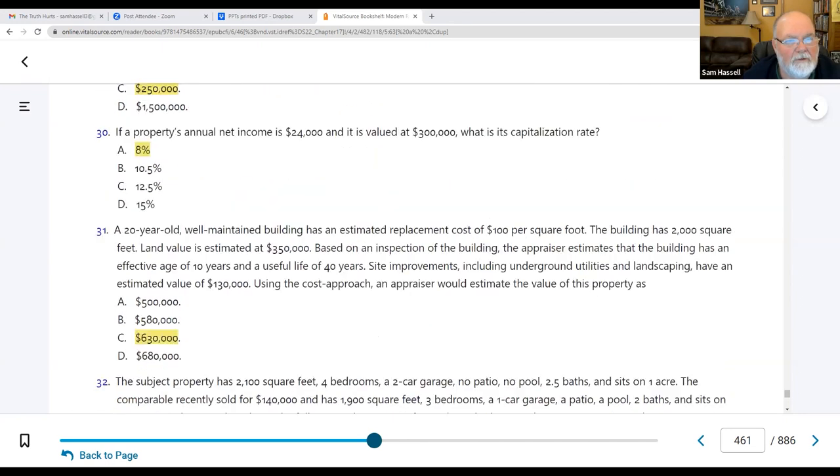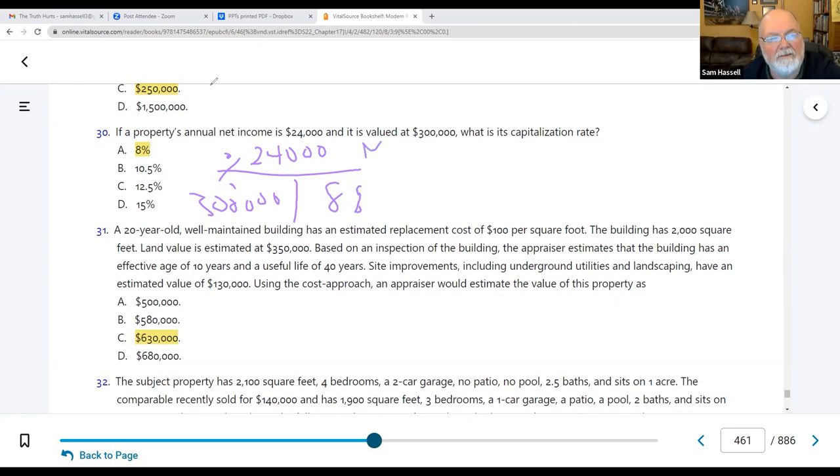Number 30, if a property's annual net income is $24,000 and it's valued at $300,000, what's the capitalization rate? Put it in your T, right? We have $24,000, which is our net, and our value is $300,000. What are we making on our money? We're making 8%, right? We're going to divide this. That's how you do it. This is net. This is the value. This is our ROI, return on investment.